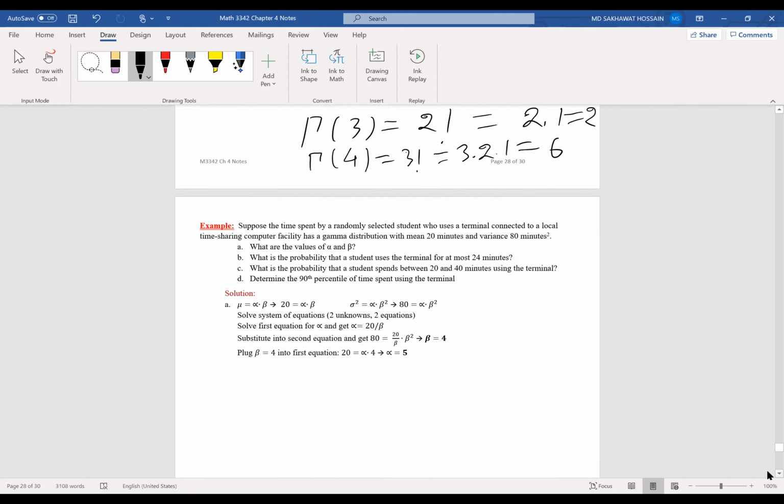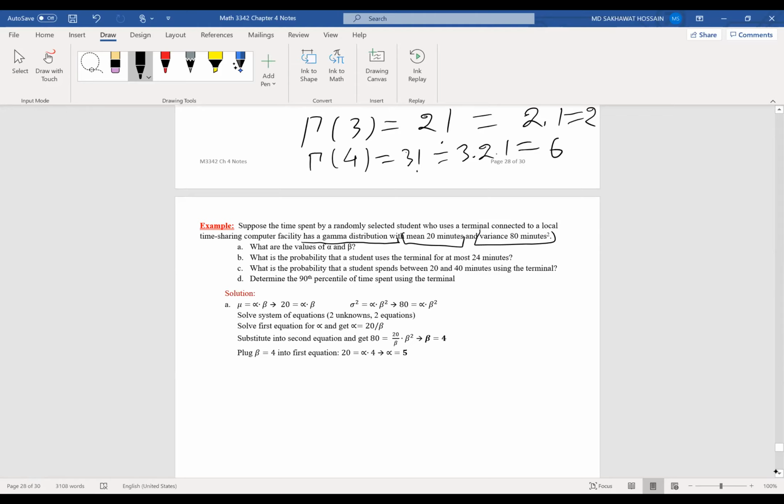Okay, now we'll go over an example. Suppose the time spent by a randomly selected student who uses a terminal connected to a local time-sharing computer facility has a gamma distribution with mean 20 minutes and variance 80 minutes.